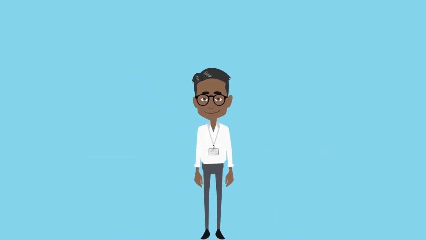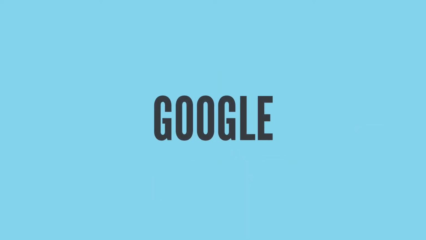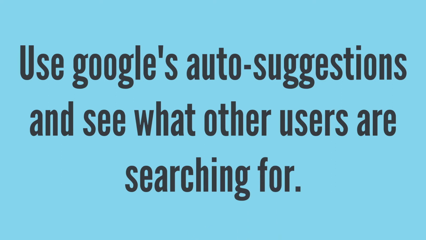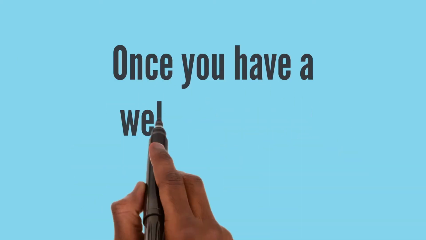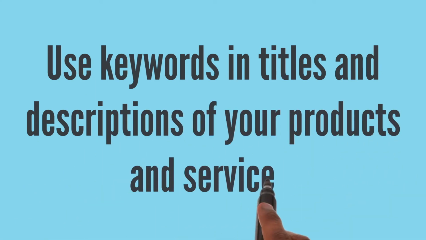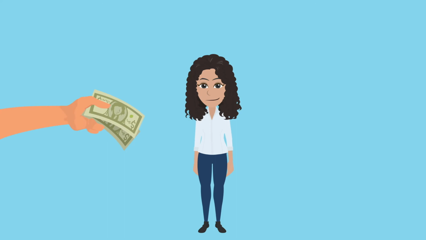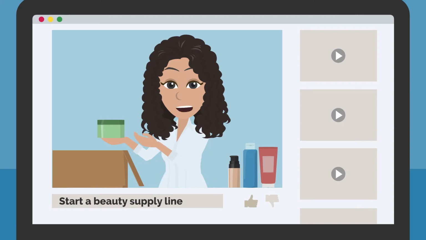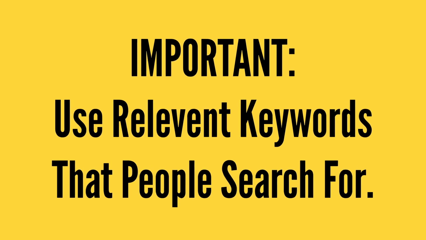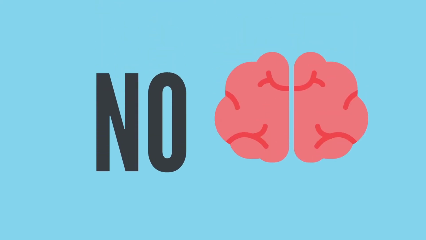Another trick, if you can't afford an expert, is using Google as your friend. Use Google's auto suggestions and see what other users are searching for. Once you have a well-optimized site, use keywords in titles and descriptions of products or services offered on your pages. These are what advertisers pay for when they want their ads shown next to your related results. Ensure these keywords are relevant to what readers might be looking for. Don't just throw them together without any thought.